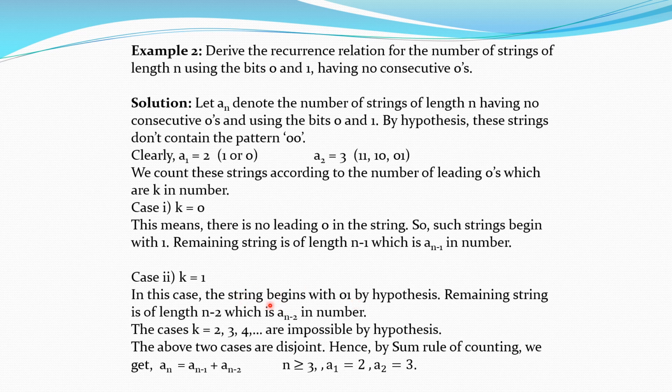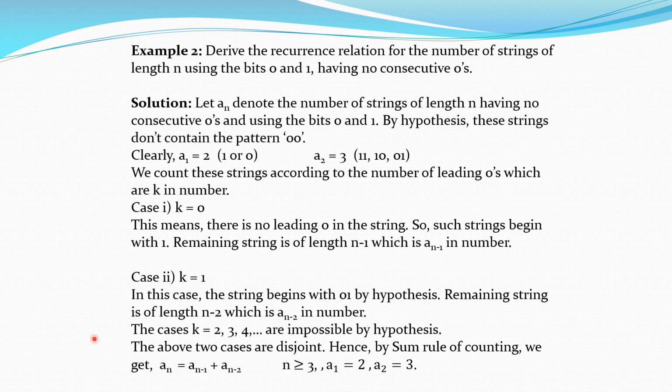Now already we have filled 2 places out of n places. So n minus 2 places are remaining, which again we have to fill by using 0 and 1 and without consecutive zeros. So how many ways are there to form a string of length n minus 2 using 0 and 1 without consecutive zeros? That is a_(n minus 2) in number.